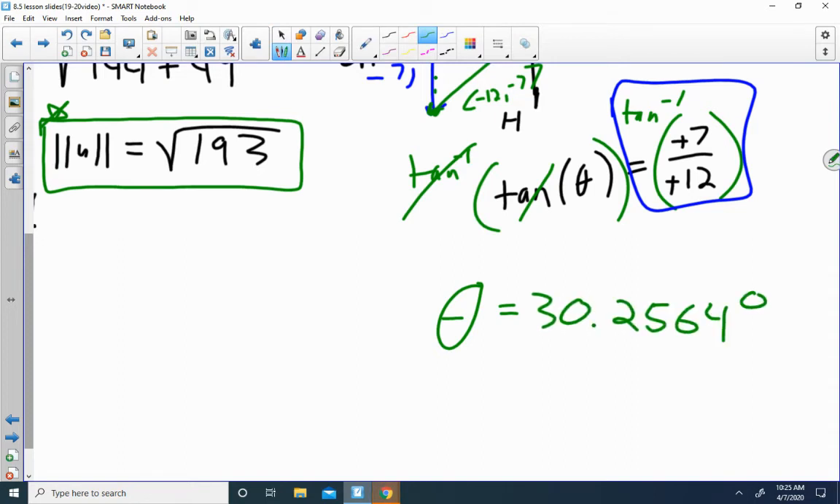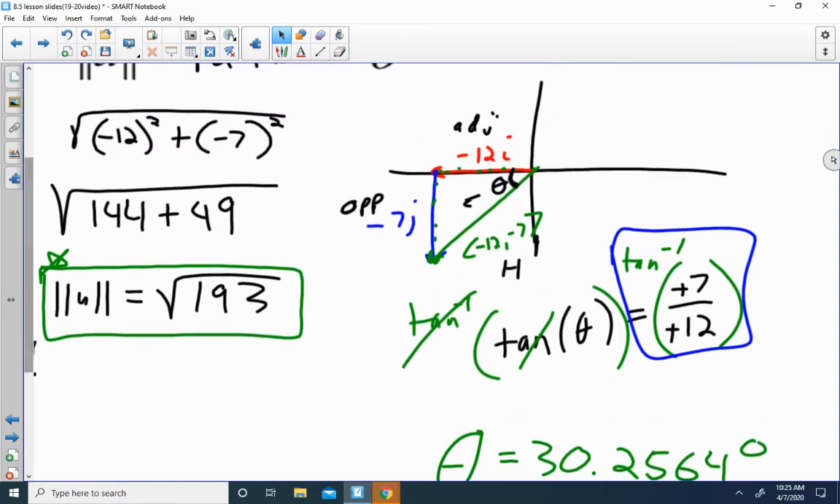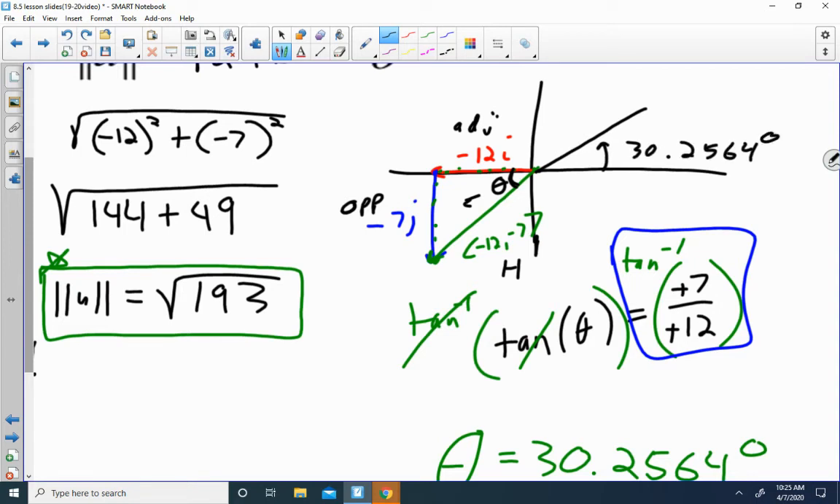30.2564 degrees. Now, real quick, where is that angle? 30.2564 degrees. Wouldn't that be somewhere in the first quadrant? That would be in the first quadrant. But were we trying to find the first quadrant? No, we were trying to find the third quadrant. Tangent inverse just found the reflected answer.